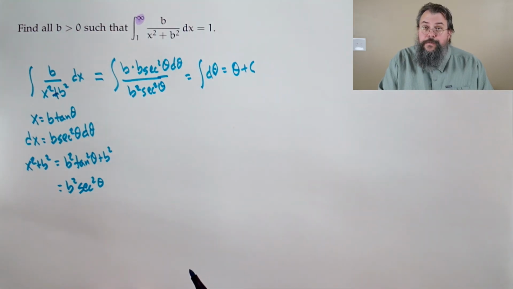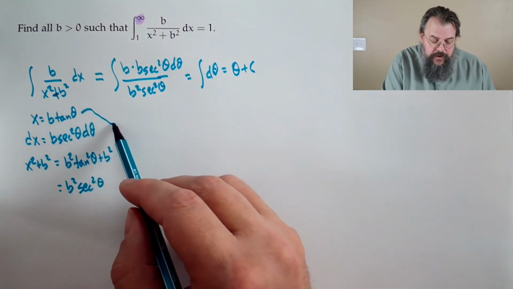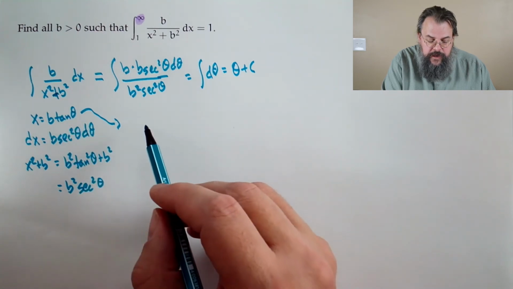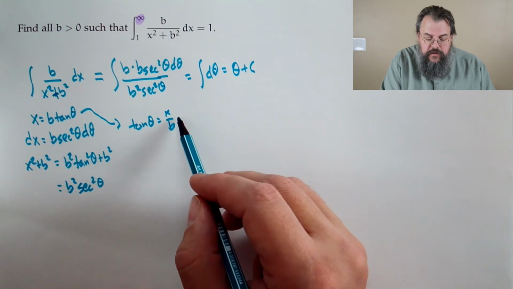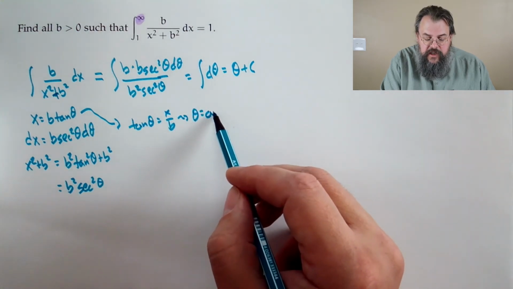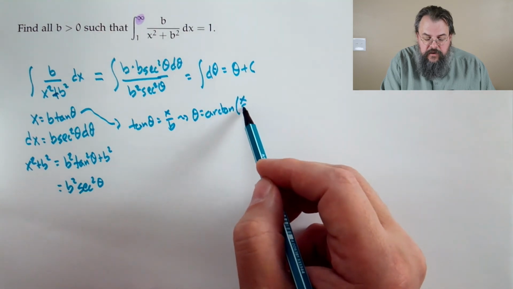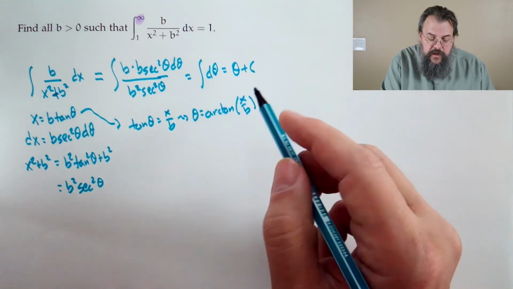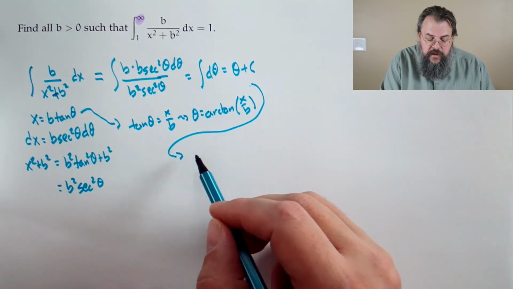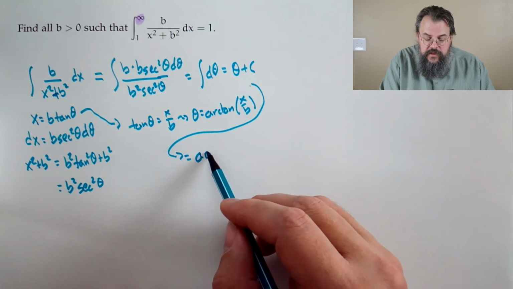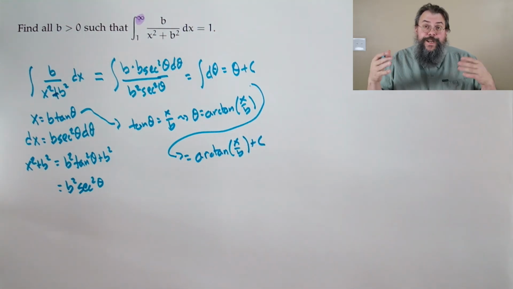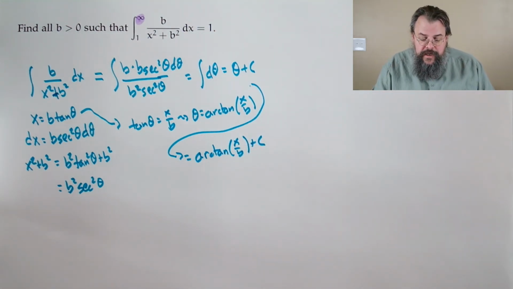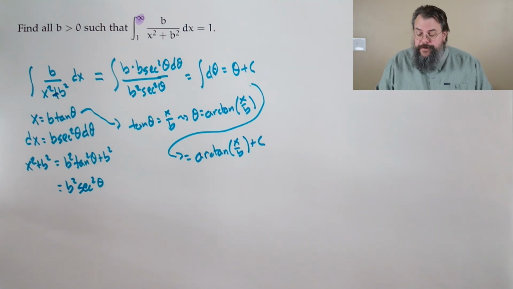So what is theta? Let's solve for it. Tangent of theta would be x divided by b, so theta is arctangent of x over b. Therefore the answer is arctangent of x over b. Now that's for the indefinite integral. Now we'll go ahead and throw in the bounds as a proper integral, and let's see what we get.